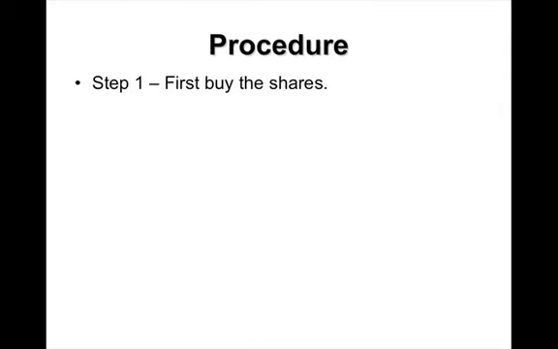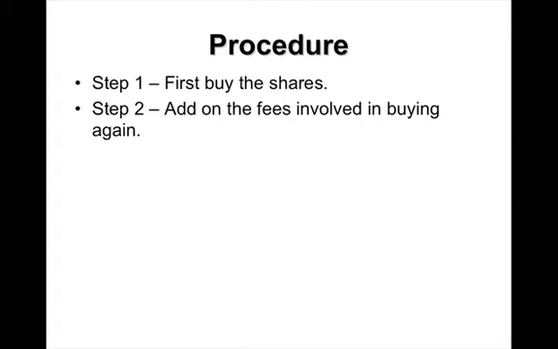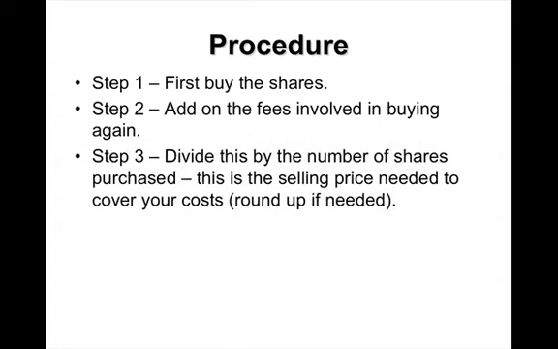There's a procedure that we go through. The first step is to buy the shares. Okay, that's doing the consideration, brokerage and GST. Then what you do is you add on the fees involved in buying. So they are the brokerage and GST. So you add them on. Then you divide this by the number of shares that you've purchased, and that will give you the selling price needed to cover your costs.